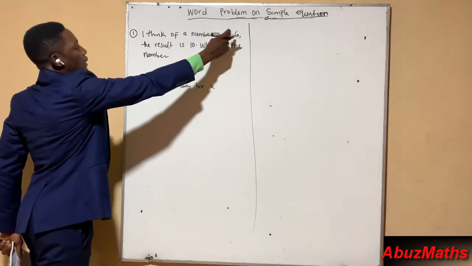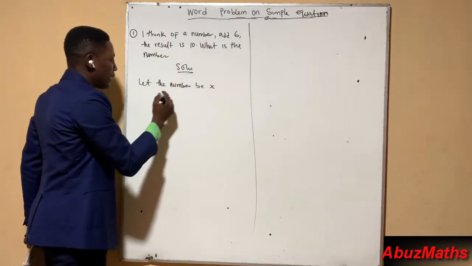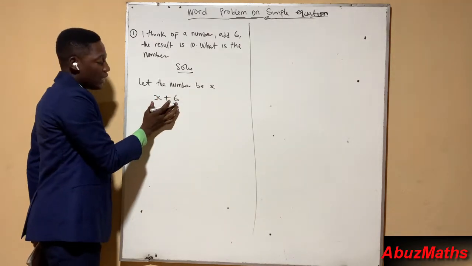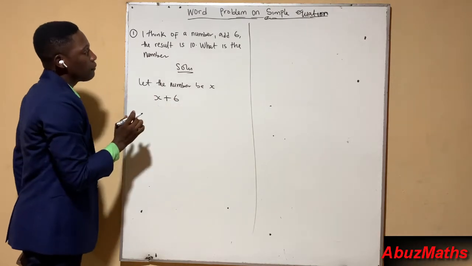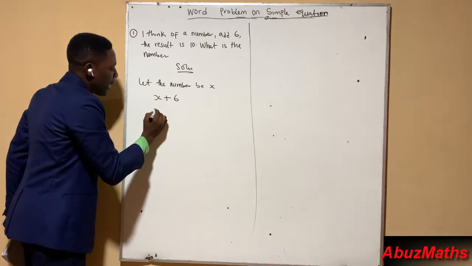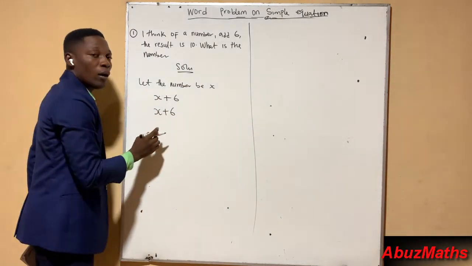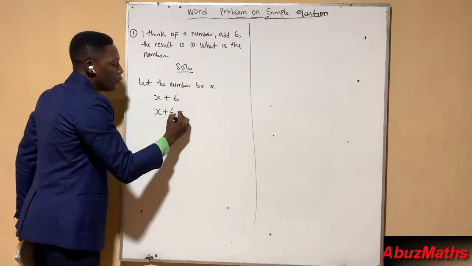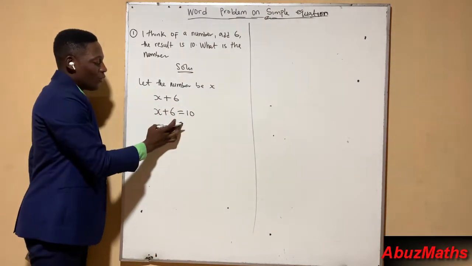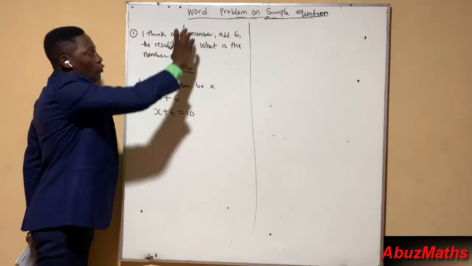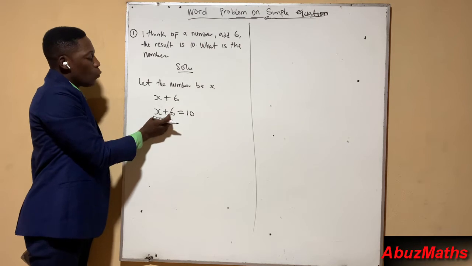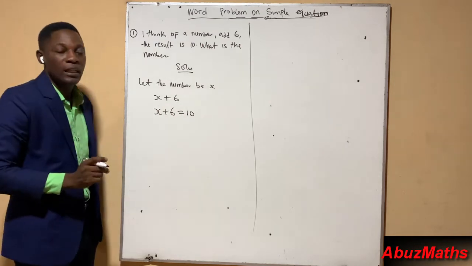Now add 6. That means I added 6 to X. So that simply means X, then I added 6. That's the next information. And let's do the next information. The result is 10. That means when I added 6 to my number, the result was equal to 10. Now, you have successfully gotten an equation from this statement. There's a variable here, we have a plus sign here, and we have an equal to sign here.